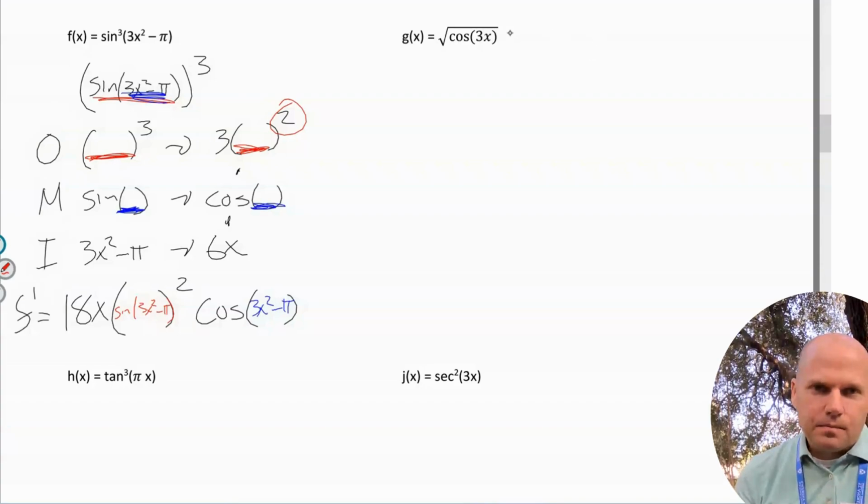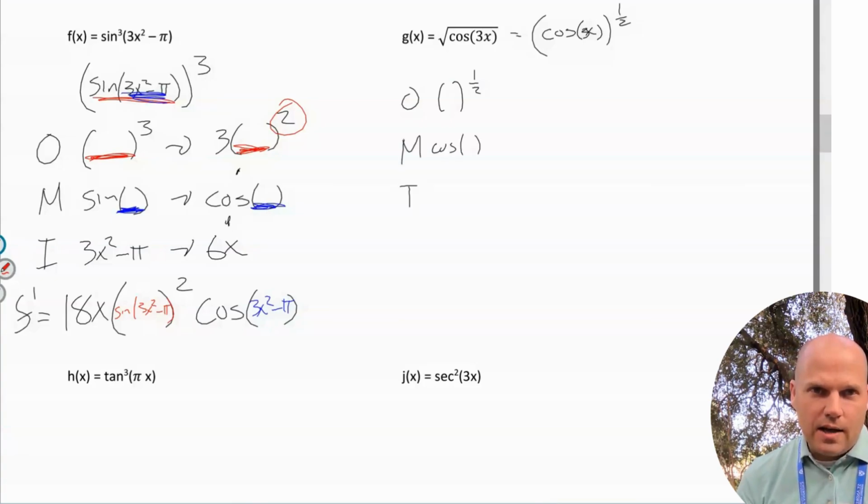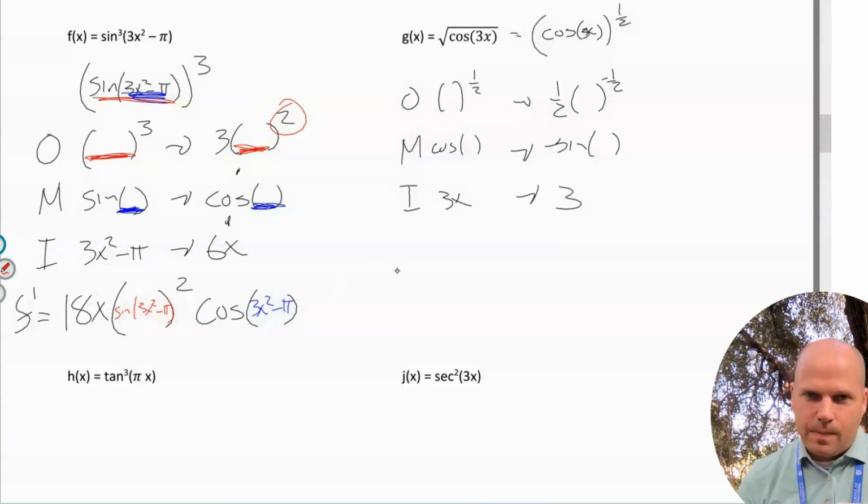Here's another one. This is cosine 3x, all to the 1/2 power. The O is the 1/2 power. The M is the cosine. The I is the 3x. O, 1/2 to the negative 1/2. M, negative sine. I, 3.